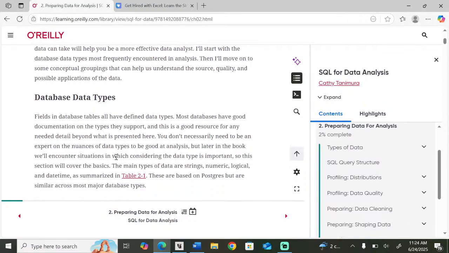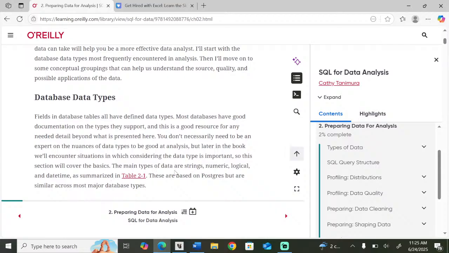Database data types. That is the first one. Fields in database tables are all defined with data types. Most databases have good documentation on the types they support, and this is a good resource for any details beyond those presented here. You don't necessarily need to be an expert on the nuances of data types to be good at analysis, but later in this book we'll encounter situations in which considering the data type is important. So this section will cover the basics.